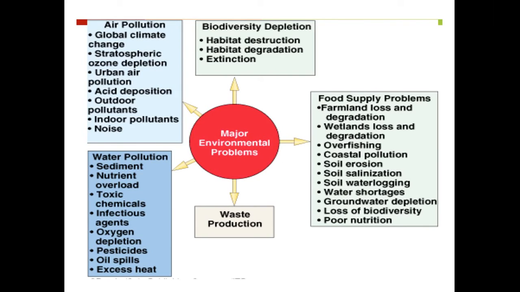This diagram here is just showing you a few major environmental problems such as waste pollution, food supply problems, biodiversity depletion, air pollution, and water pollution. And if we think back to the source of all these environmental problems, we're going to look at humans and our growing human population. And we'll talk a little bit about these later on.